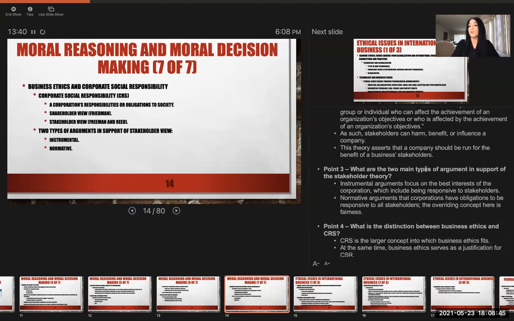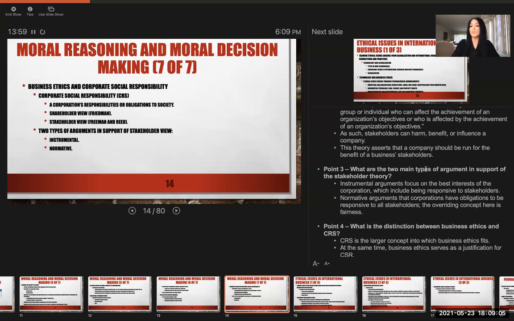There are two main types of arguments in support of the stakeholder theory. We look at instrumental arguments, which focus on the best interests of the corporation, which include being responsive to stakeholders. And then the normative argument that corporations have obligations to be responsive to all stakeholders. The overriding concept here is fairness.